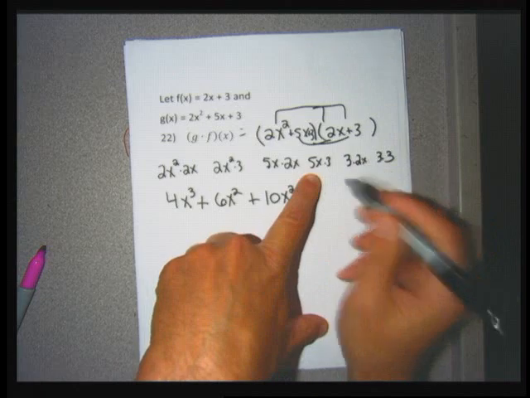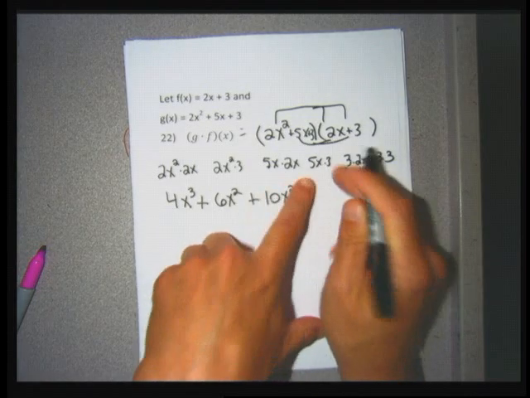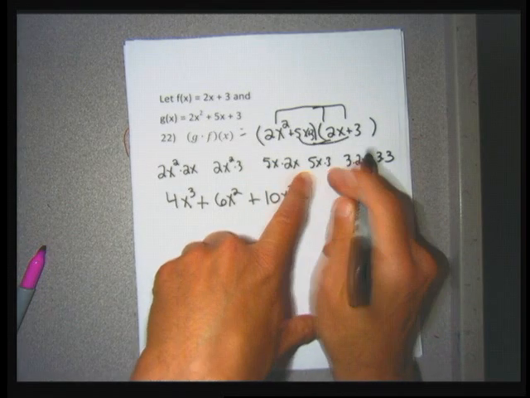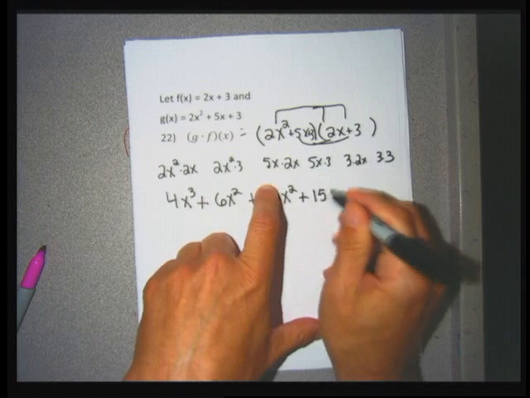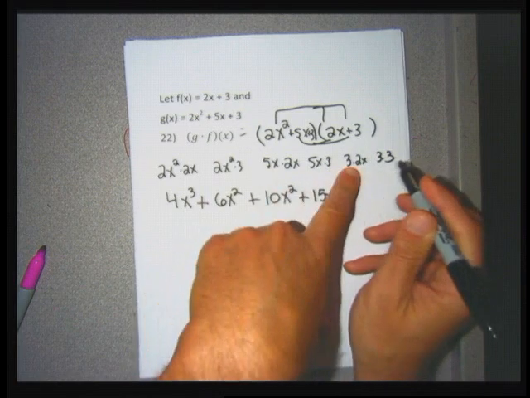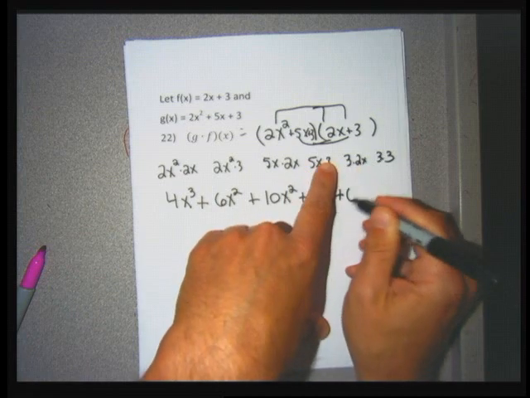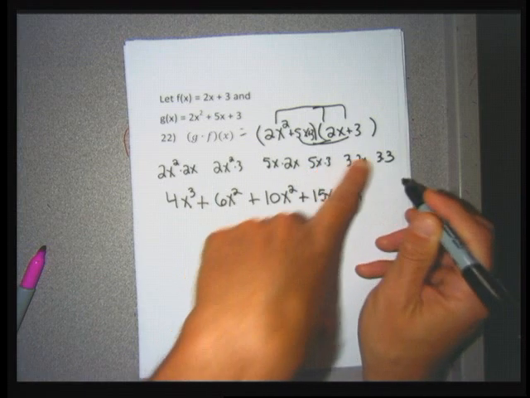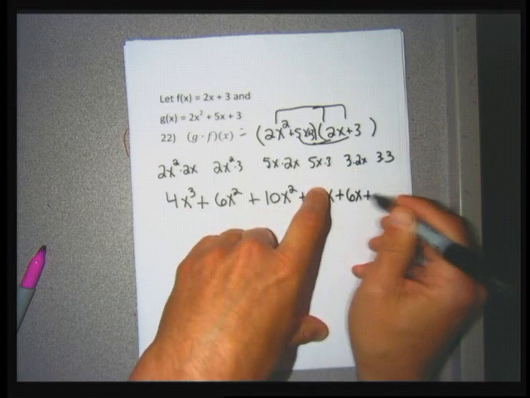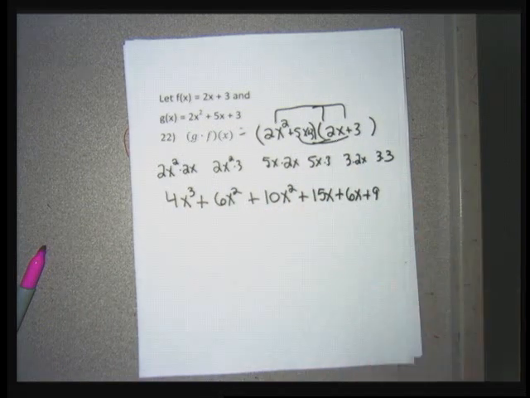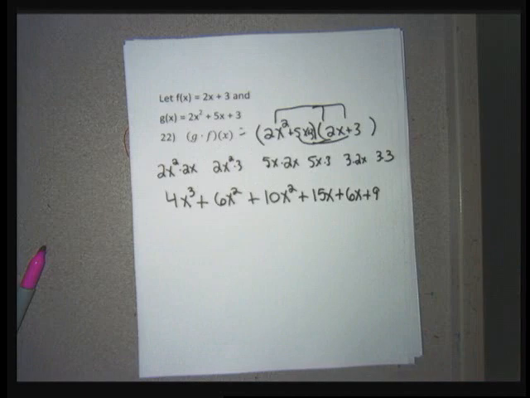Third multiplication, both positive, so I get a plus sign. The multiplication I do is the 5 times the 3 and get a 15, and I leave the x. Second to last multiplication, they're both plus, so I get a plus sign. I multiply the 3 and the 2 and get 6 and leave the x alone. Last multiplication, 3 times 3, I get 9. So that's all the multiplying that needs to be done to do g times f.